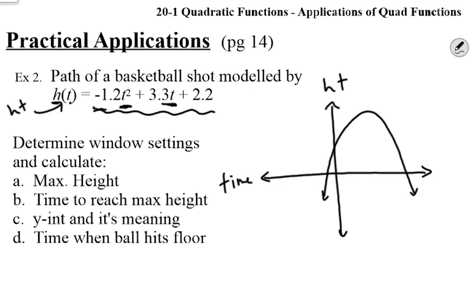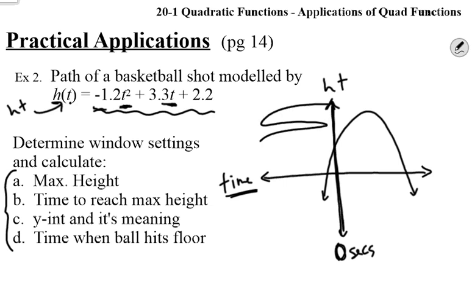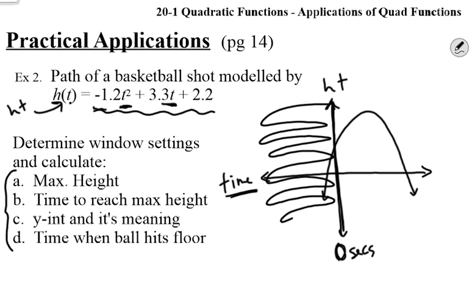Now, in terms of the path of a basketball shot, all of the parts that we've talked about, the characteristics of a parabola, really are important pieces for answering the questions. Because remember, our x-axis is time. Well, our vertical axis represents a time of 0 seconds. So if we take a look at this, really this part of the graph doesn't exist because we can't have negative time in terms of a basketball shot.